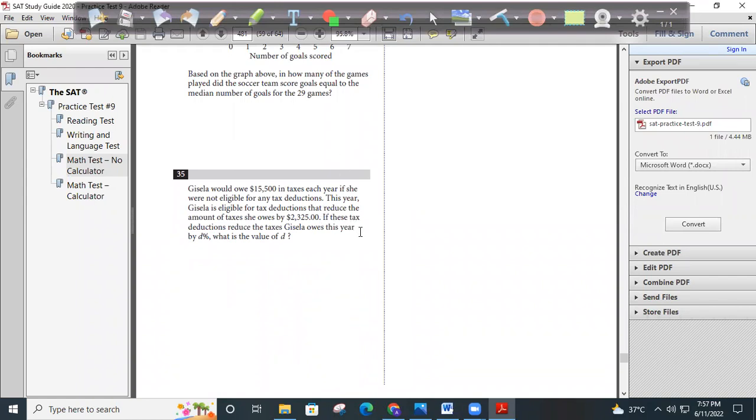Gisela would owe 15,500 in taxes each year if she was not eligible for any tax deductions. This year, Gisela is eligible for a tax deduction that reduces the amount of taxes she owes by 2,225. If these tax deductions reduce the taxes Gisela owes this year by D%, what is the value of D?